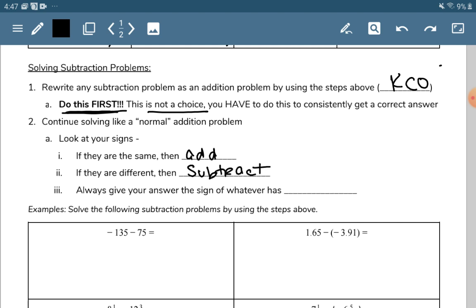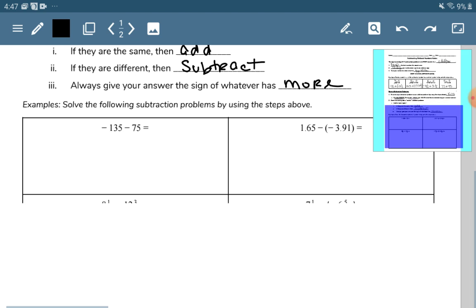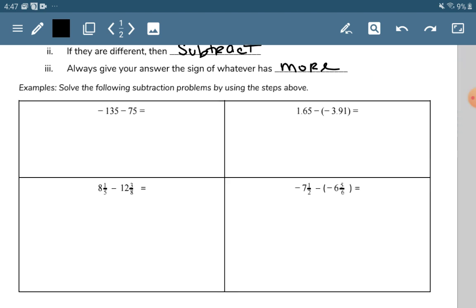The last thing we're going to do is check the sign of our answer. We're always going to give the sign of whatever has more, so the number with the larger absolute value. We're going to practice this a couple times on the front. We've got 4 examples here.